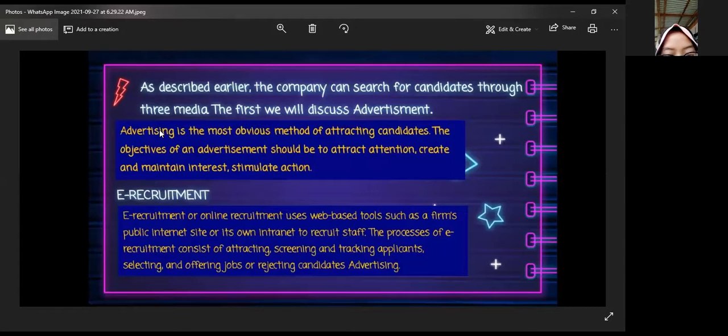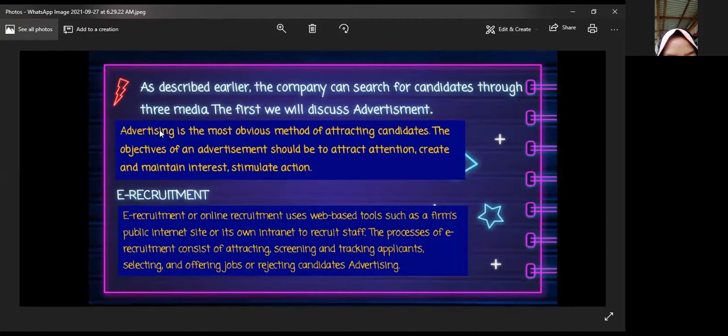As described earlier, the company can search for candidates through three media. First, we will discuss advertisement. Advertising is the most obvious method of attracting candidates. The objective of an advertisement should be to attract attention, create and maintain interest, and stimulate action.